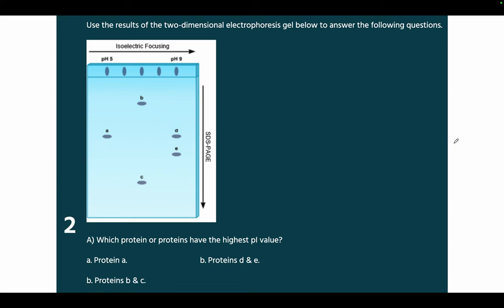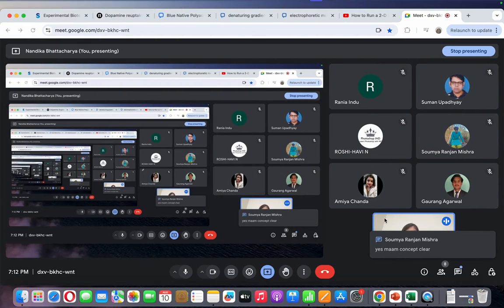Okay, so now we got an idea of how isoelectric focusing works. We'll try to answer some more questions. Here is a 2D gel. They've already run it and they're asking us to answer a few questions. So there are 5 proteins, A, B, C, D, and E, and they're asking which proteins have the highest pI value.